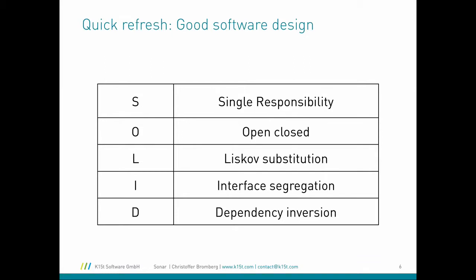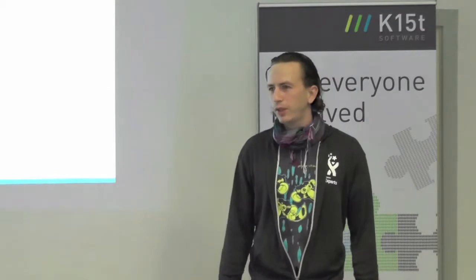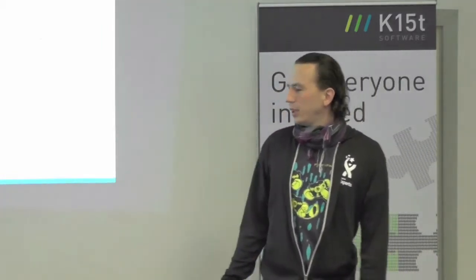Liskov substitution means, is your program still correct if you substitute one of your classes with a child class? Interface segregation means you should have small interfaces presenting a specialized view on the capabilities of your class. You shouldn't have a real big interface which is just a facade for your implementation, for this one implementation. And of course, there's dependency inversion, meaning that you should wire up your application using dependency inversion, making your application open for change and also easier to test.